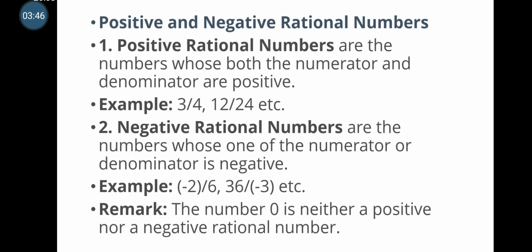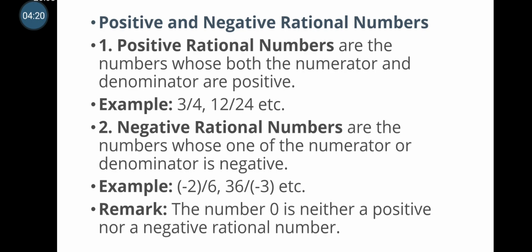Negative rational numbers are the numbers whose numerator or denominator is negative. For example, minus 2 by 6 is given. Here the numerator is negative, so this is a negative rational number. And the next example, 36 by minus 3. In the denominator you have a negative number, so it is also a negative rational number. The number 0 is neither a positive nor a negative rational number. So 0 is neither positive nor negative.